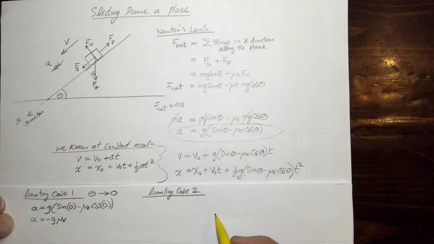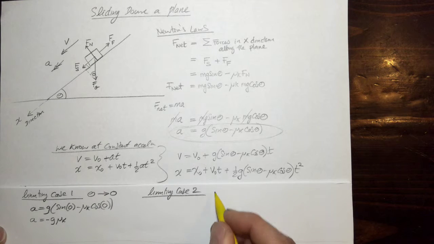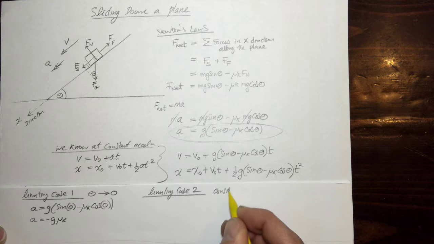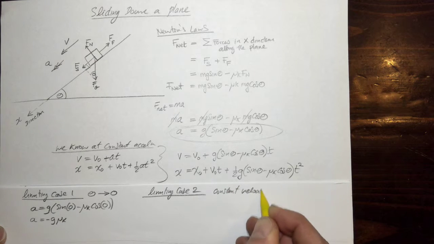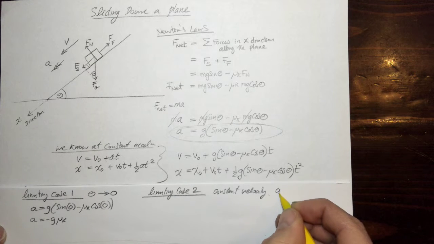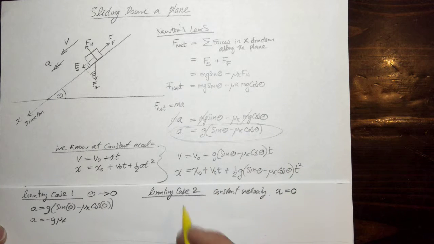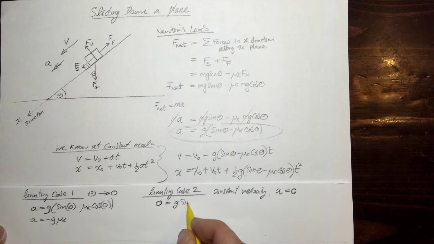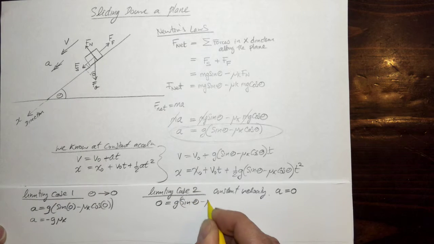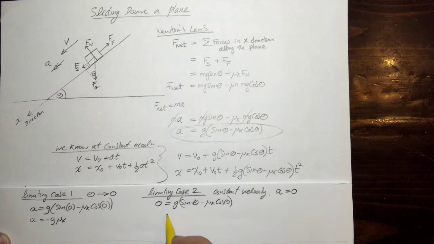Limiting case 2 is, well, what happens if we simply ask for the equation of constant velocity? Now, how is that a limiting case? Well, that's a limiting case because constant velocity implies a equals 0. So we can take our equation again for acceleration and set it equal to 0 this time. So we have 0 equal g sine theta minus mu k cos theta. This is for the sloping case again.